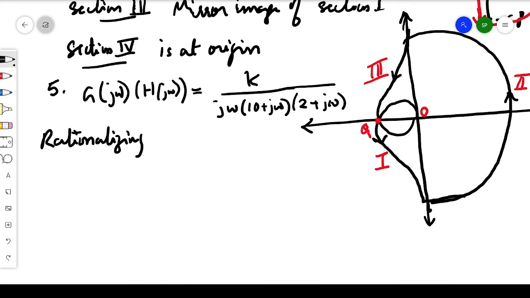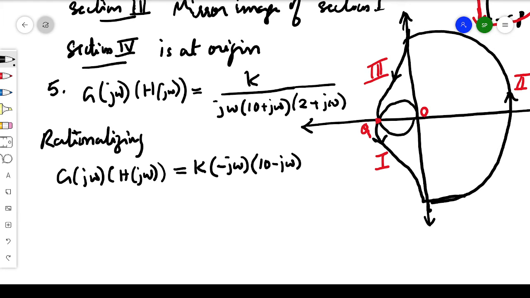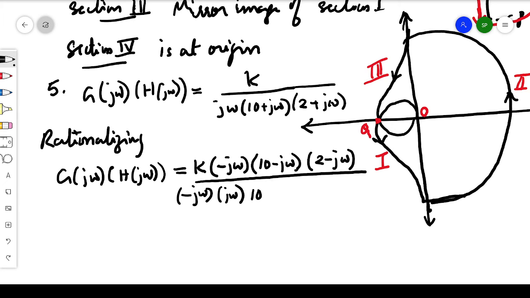When you rationalize it, you will get G(jω)H(jω) is equal to K into, multiplying and dividing by the complex conjugates: jω complement is minus jω, 10 + jω complement is 10 minus jω, and 2 + jω complement is 2 minus jω. We are multiplying and dividing by the complex conjugate of that particular factor. So in the denominator we have jω into minus jω, then (10 + jω) into (10 − jω), and (2 + jω) into (2 − jω). Those are the factors we are getting.